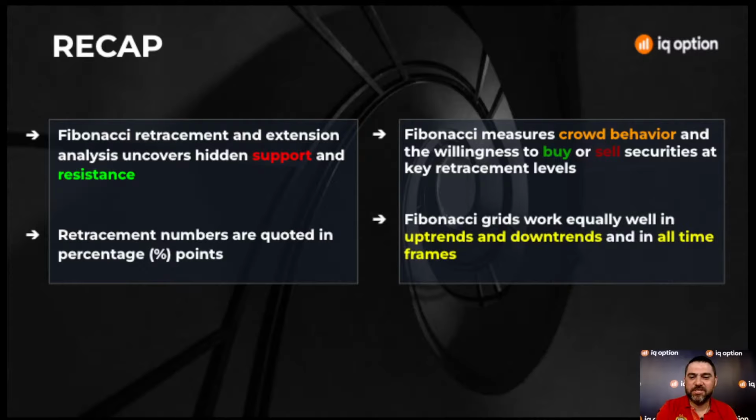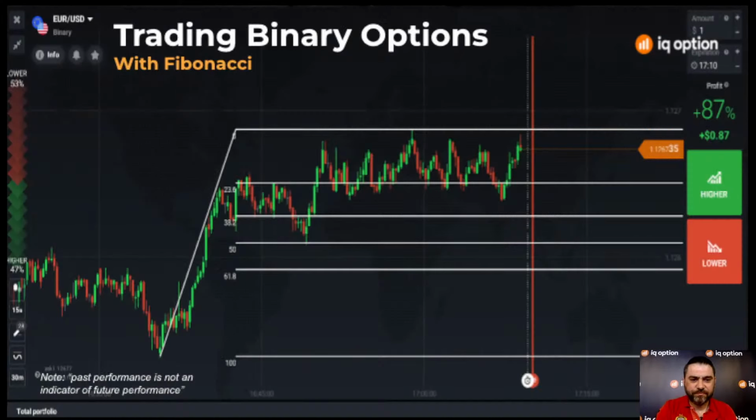Then Fibonacci grid works equally well in uptrend and downtrend and in all time frames, as long as you're using them correctly, right? That's an important side note here. All time frames, uptrends, downtrends, draw them correctly, and you should be good to go.